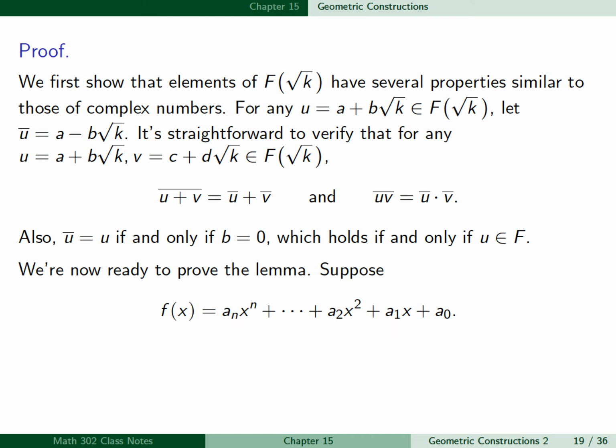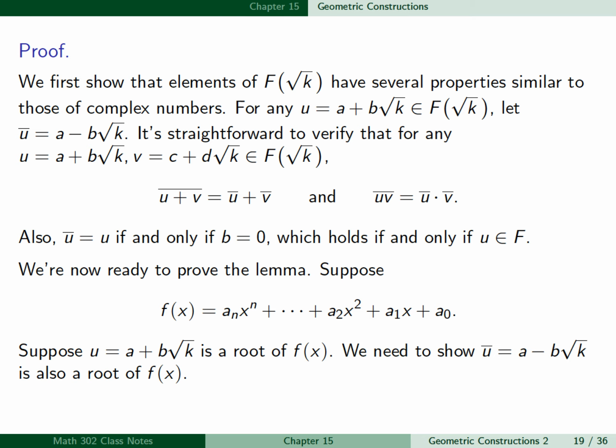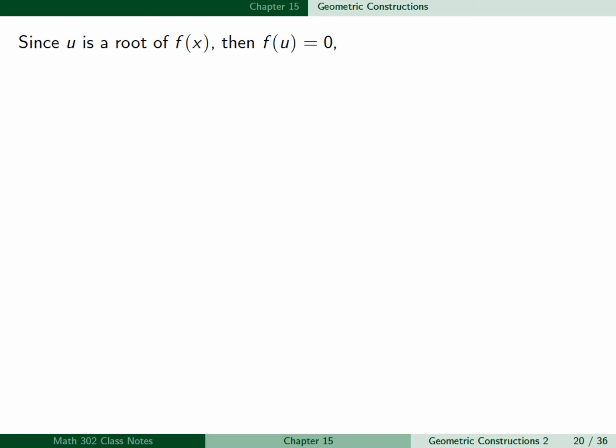So let's suppose that f of x equals a sub n x to the n plus dot dot dot down to a sub 2 x squared plus a1 x plus a0. And let's suppose that u equal a plus b square root of k is a root of f of x. So we need to show that u bar equal a minus b square root of k is also a root of f of x. Now since u is a root of f of x, then f of u is equal to 0, where f of u will be a sub n u to the n plus down to a sub 2 u squared plus a1 u plus a naught.